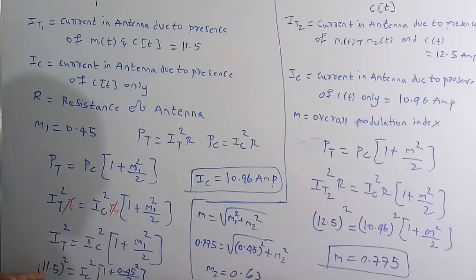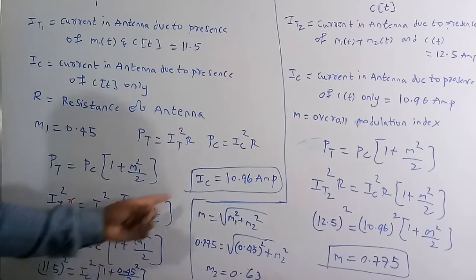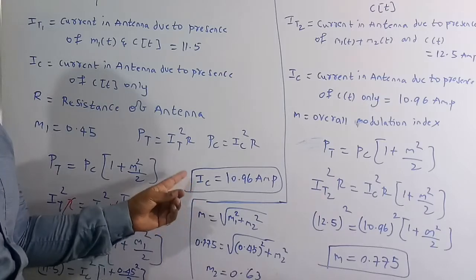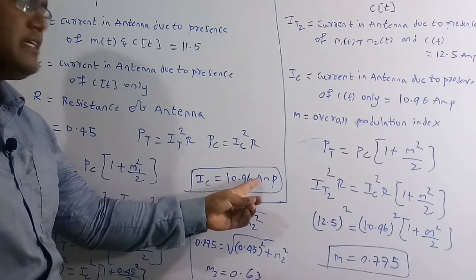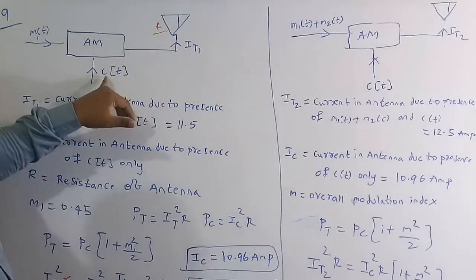Here IT is 11.5 whole square, IC we need to figure out, and M1 we know, which is 0.5. If you substitute those values, we get IC, the current in the antenna because of C of t only, as 10.96 ampere. So we have figured out the current in the antenna because of C of t.